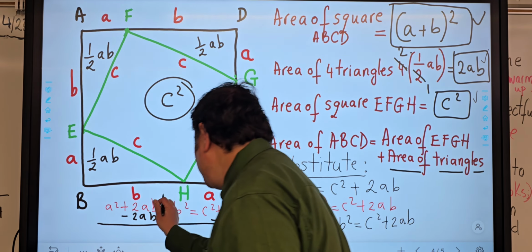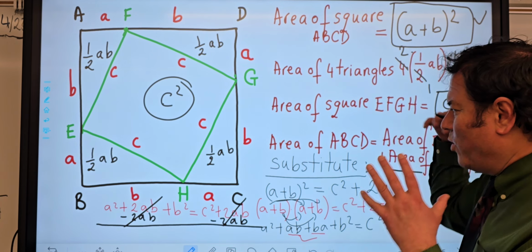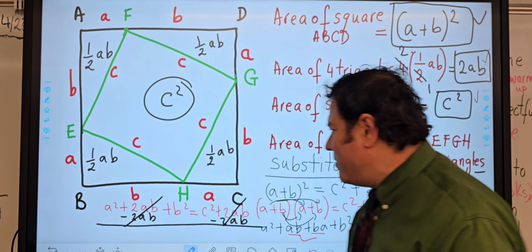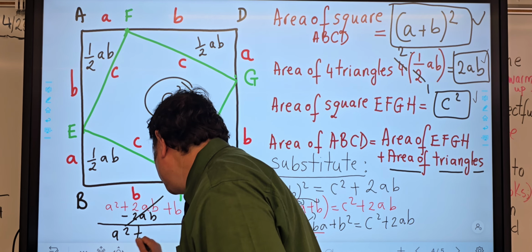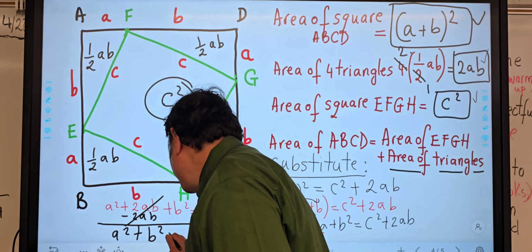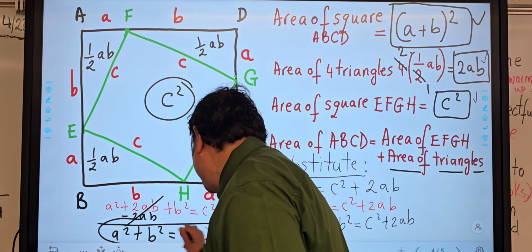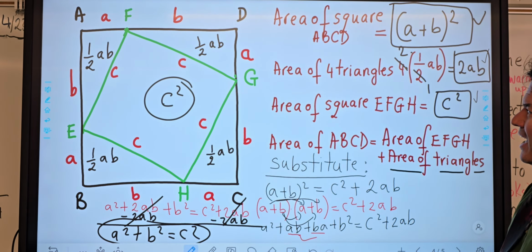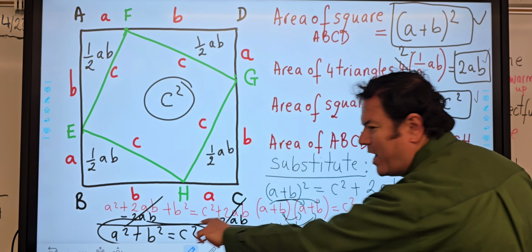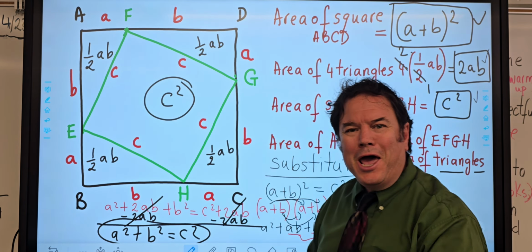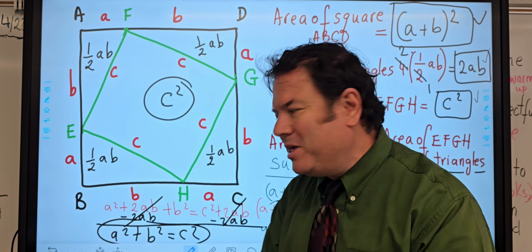And now this cancels out. So now we are left over with the Pythagorean theorem. A squared plus B squared equals C squared. So we got it right there. Okay? After we substituted all of this, we ended up with A squared plus B squared equals C squared, and we were able to do a proof of the Pythagorean theorem.